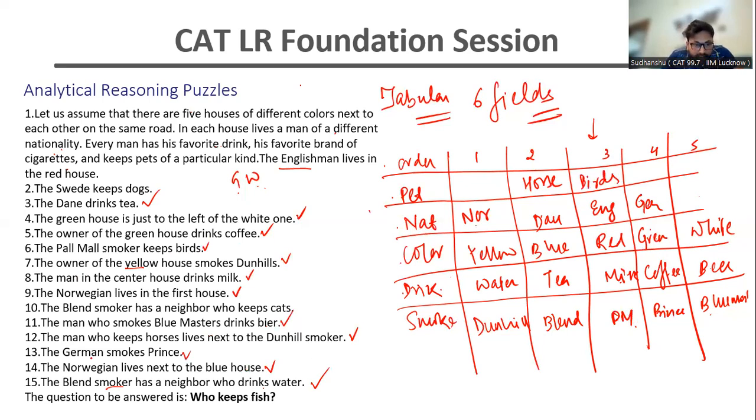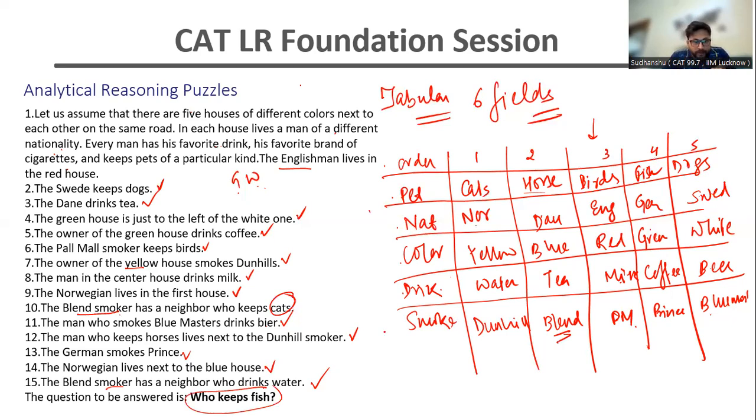There was something about cats. The blend smoker has a neighbor who keeps cats. So interesting. Blend smoker is here. I can't put cats here, so I'll have to put cats here. The Swede keeps dogs. Okay, so I can't put dogs anywhere here. So the Swede is having dogs. So the only creature left who keeps fish, the German, will keep fish.